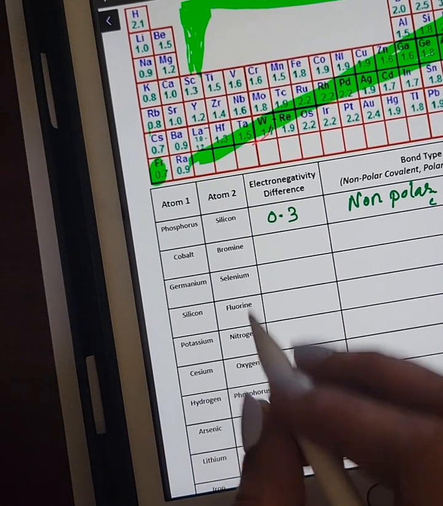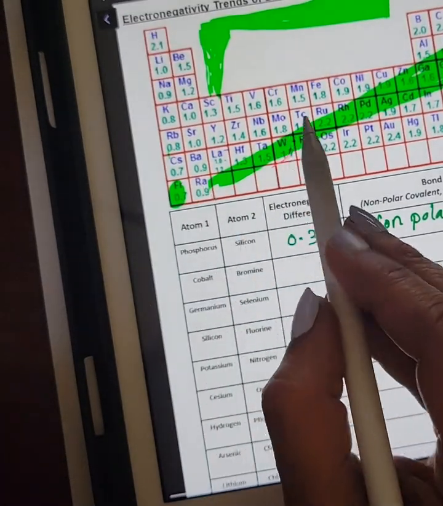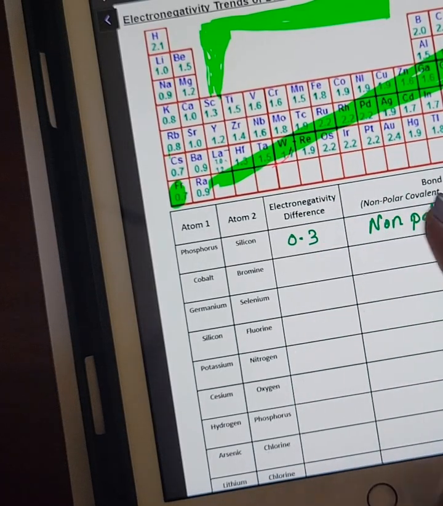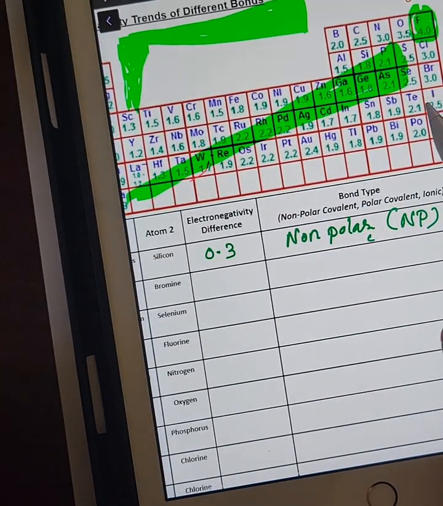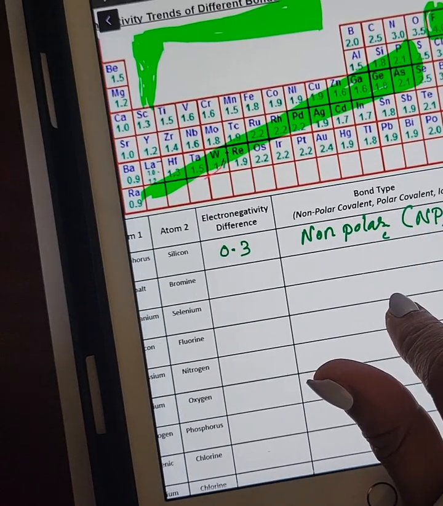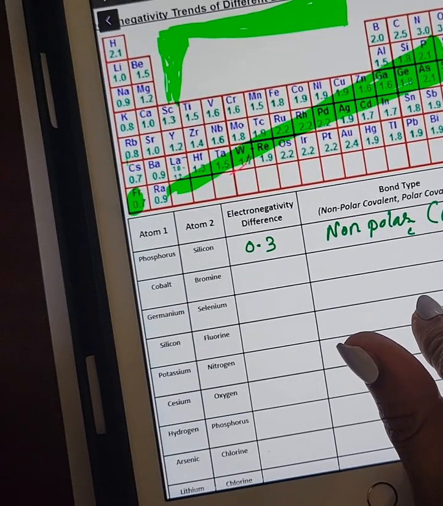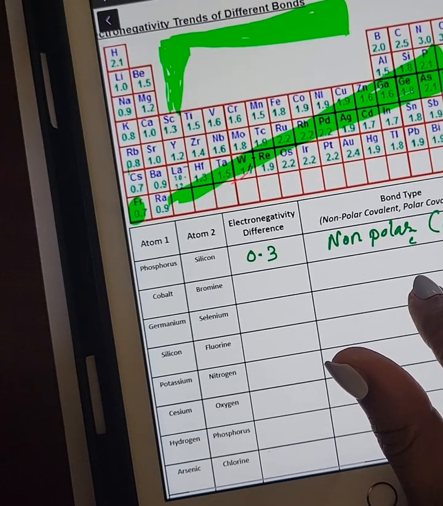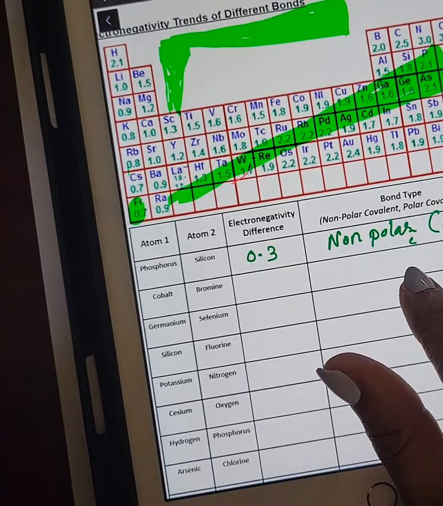Okay, let's do cobalt. Cobalt is here, which is 1.9, and bromine is here, which is 3.0. So 1.9 and 3.0, the difference will be what? 1.1.